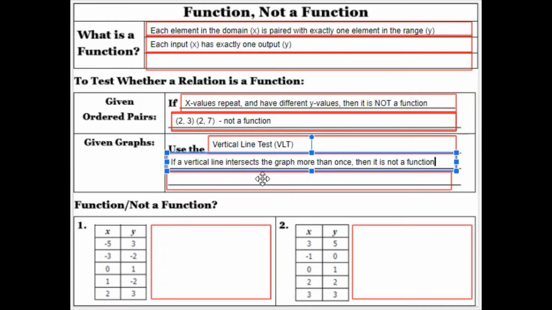So that would not be a function. All right, let's take a look at some examples and determine if they are functions or not. For this first table, I want to look at all the x values: -5, -3, 0, 1, and 2. Are any of those the same? No. So that means I have no issues with x repeating and giving me a different y value. So this is a function because x values don't repeat.